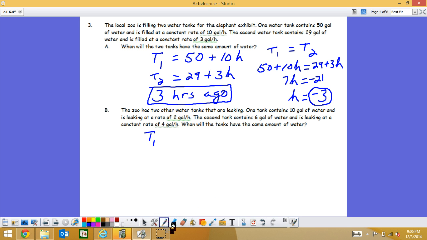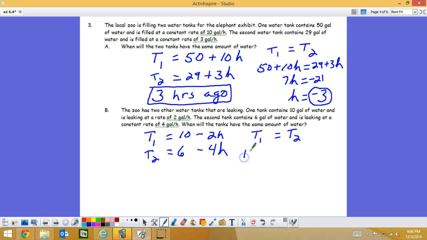First tank has 10 gallons of water and is leaking at a rate of 2 gallons per hour. And the second tank has 6 gallons and is leaking at a rate of 4 gallons per hour. When will the tanks have the same amount of water? So when will tank 1 equal tank 2?